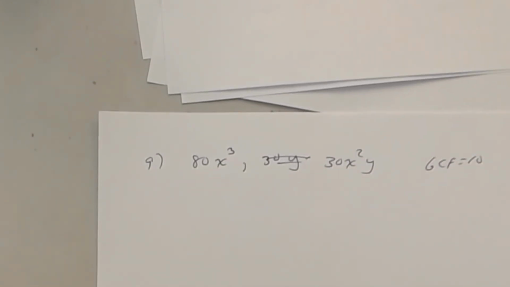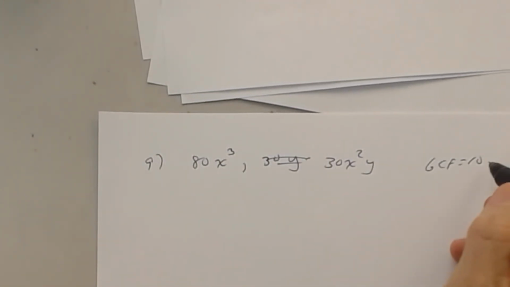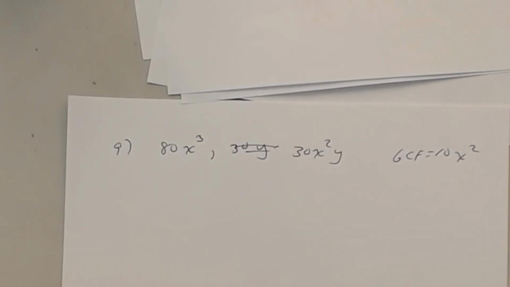And what about your variables? x squared. Okay, I agree with the x's. x squared. What about any y's? Do I need any y's? No. Because your variables have to be in all of them, right? Is y in both terms? No. But x is, with 3 factors here, 2 here. I need how many? 2. So your GCF is 10x squared.